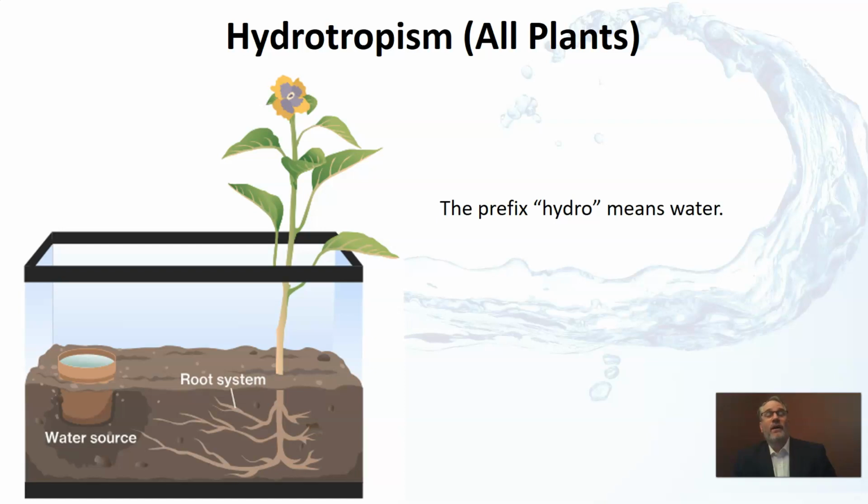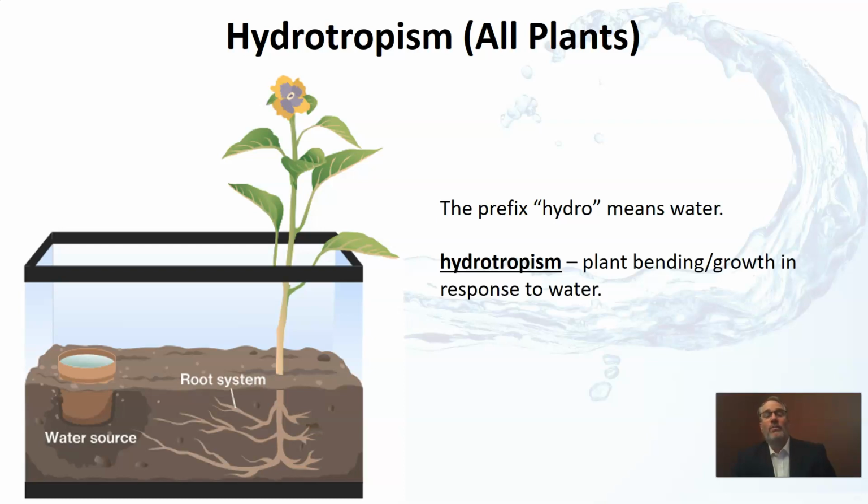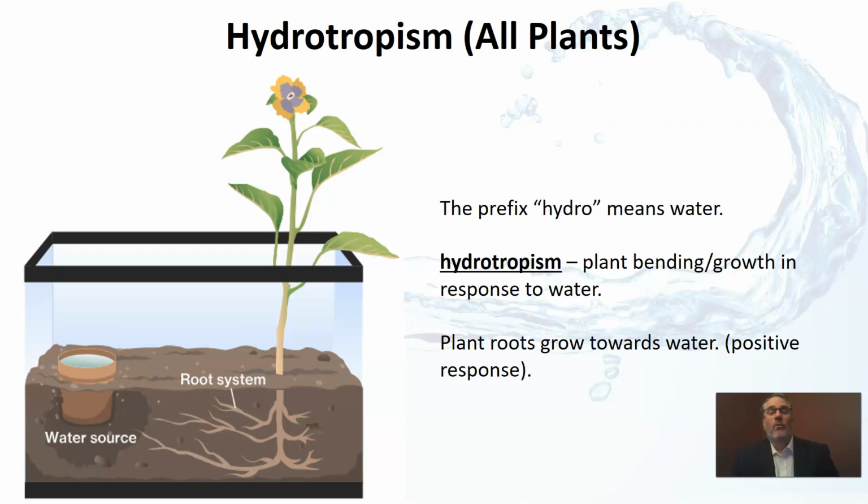Plants need water for survival. In addition to other things, they also use it as a raw material for photosynthesis. So the prefix hydro means water. Hydrotropism happens in all plants, and hydrotropism is once again just that bending of growth in response to water. For most plants, we don't have a negative response to water. It's vital to life for them. But plant roots do have a positive response to water. So the root organ system always has a positive response and grows towards water.